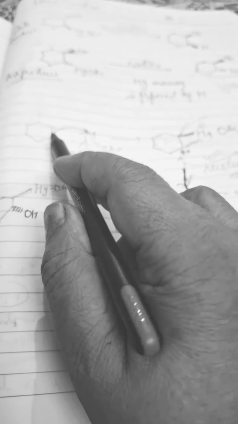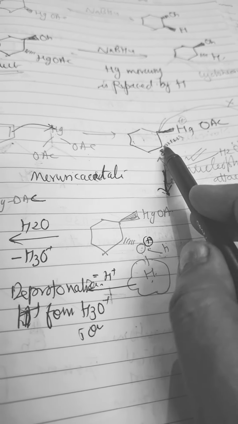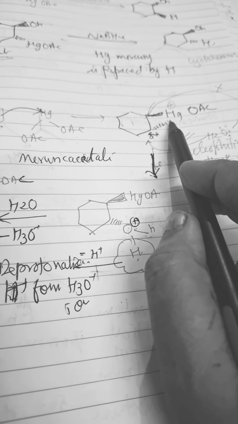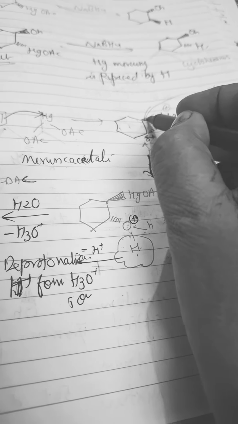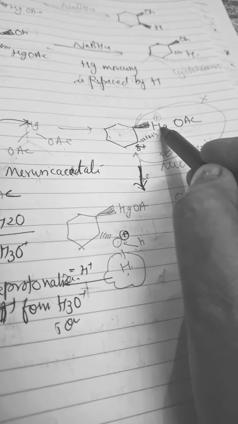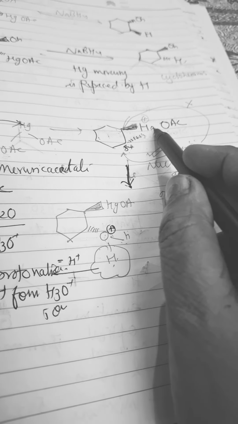Now the pi electrons move towards the mercury and a 3-membered ring will be obtained. I have written the carbon-mercury bond as a dash and the other carbon-mercury bond in wedge form. So what will happen over here? This one is completely bonded, and here it is partially bonded to Hg.